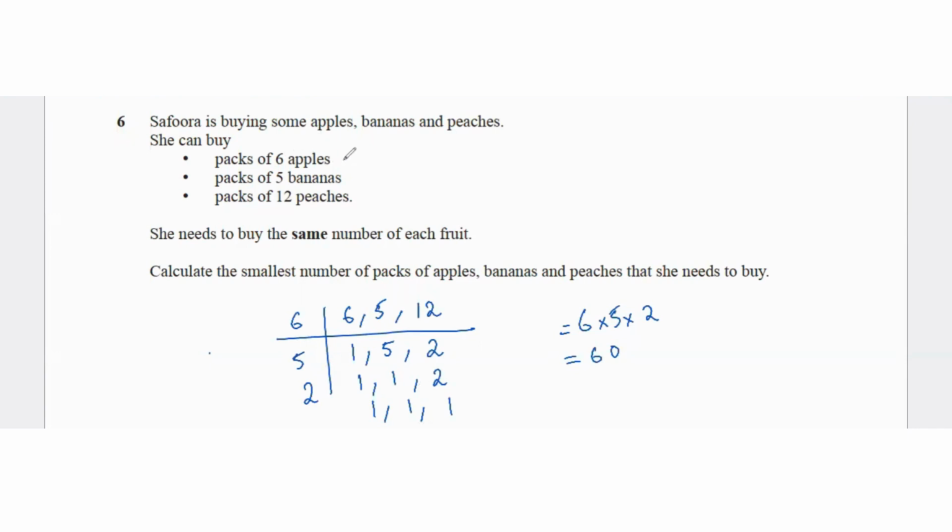So for apples, it's going to be 10. For bananas, it's going to be 12. And for peaches, it's going to be 5. So 10 packs of apples, 12 packs of bananas, and 5 packs of peaches. These are the smallest number of packs that she can get.